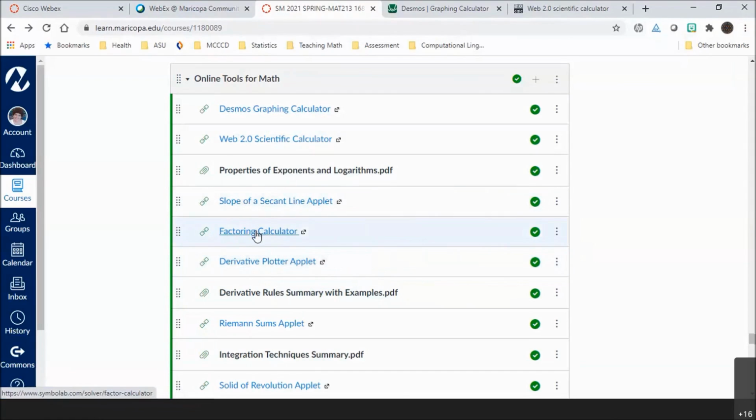Here's a factoring calculator. If it's a little hazy on how to factor a polynomial, remember factoring quadratics? That was a while ago. So this applet calculator will actually help you with that.